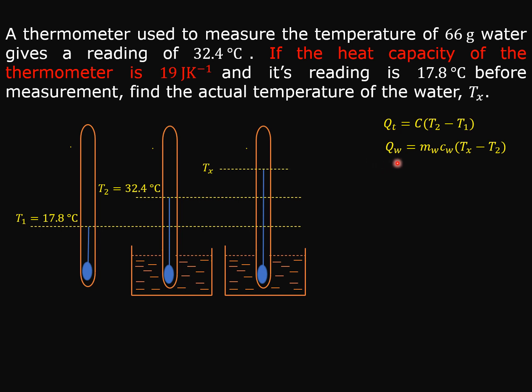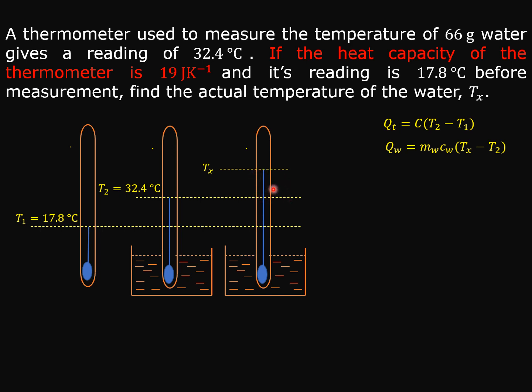So we can find this Qw, which is mw cw (Tx minus T2). This expression is the heat from the water that is absorbed by the thermometer itself. If this heat were not all absorbed by the thermometer, then supposedly the actual reading that reflects the temperature of the water should be Tx. That's why we use Tx minus T2.